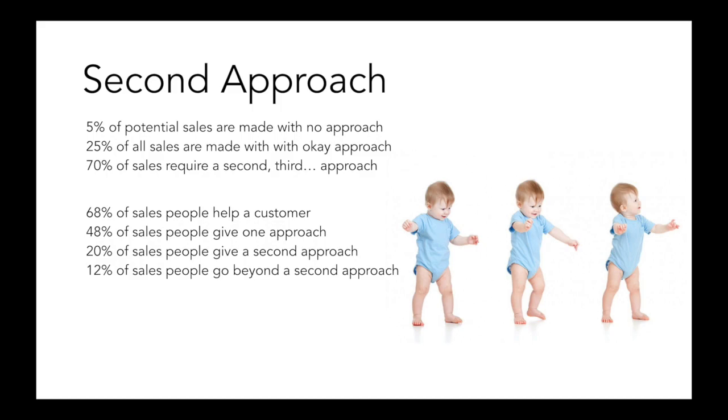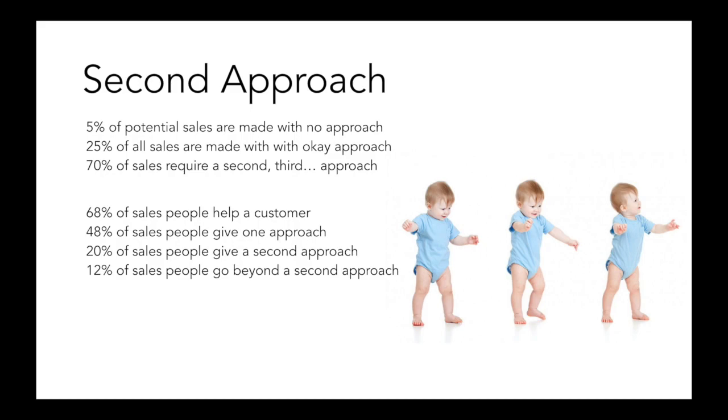The second approach is one of the parts of the cycle of selling that really separates the poor and the okay salesperson from the elite sales professional. So here are some stats. 5% of all potential sales are made without an approach. That means a customer has approached the salesperson asking for help. It's a very rare thing to happen, but when it does, the person is very, very close to buying anyway. 25% of all sales are made with an okay approach. It hasn't blown the person away, but at least the dialogue has begun.